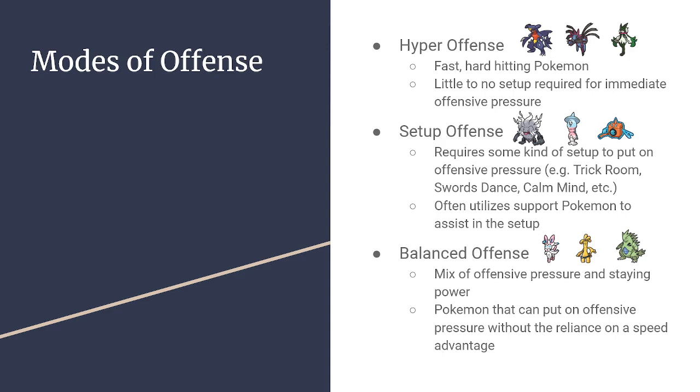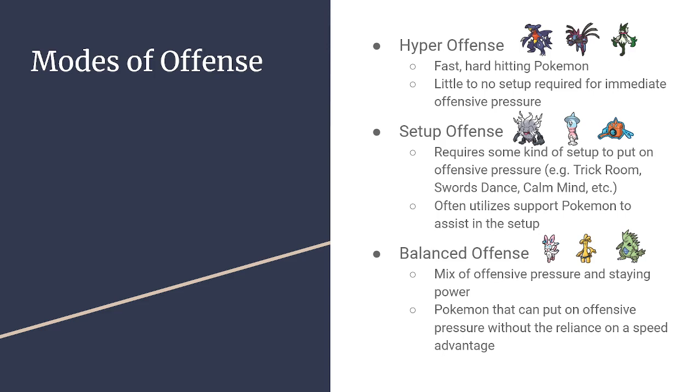And then Hydreigon, too. You could argue this is also a balanced offense, but I like it as hyper offense in this format because it's faster than a lot of things, and it can do some big damage. But the main idea is very little setup to put on immediate offensive pressure. Typically, they're faster Pokemon in the format that can do a lot of damage right away.